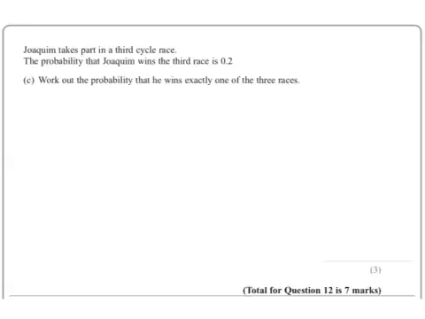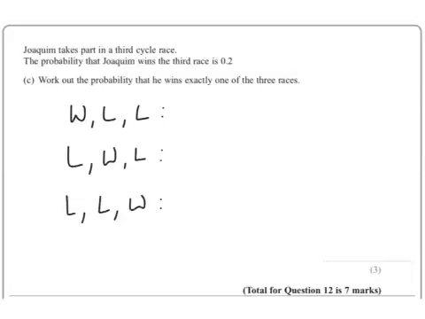So, the ways he can do that is he can do win, lose, lose. He could do lose, win, lose, or he could do lose, lose, win. And if we work out all the probabilities of those and add them together, we should be all sorted.